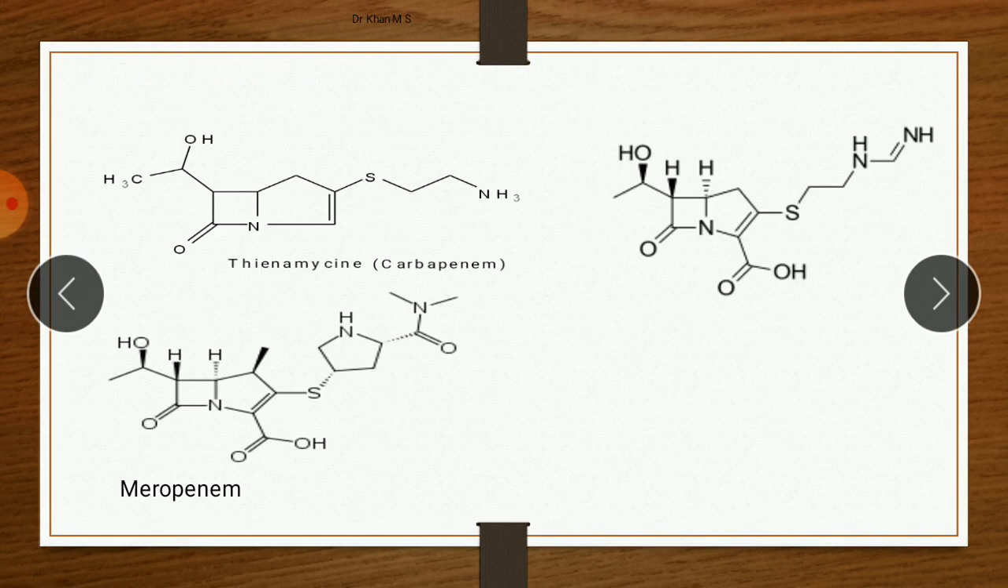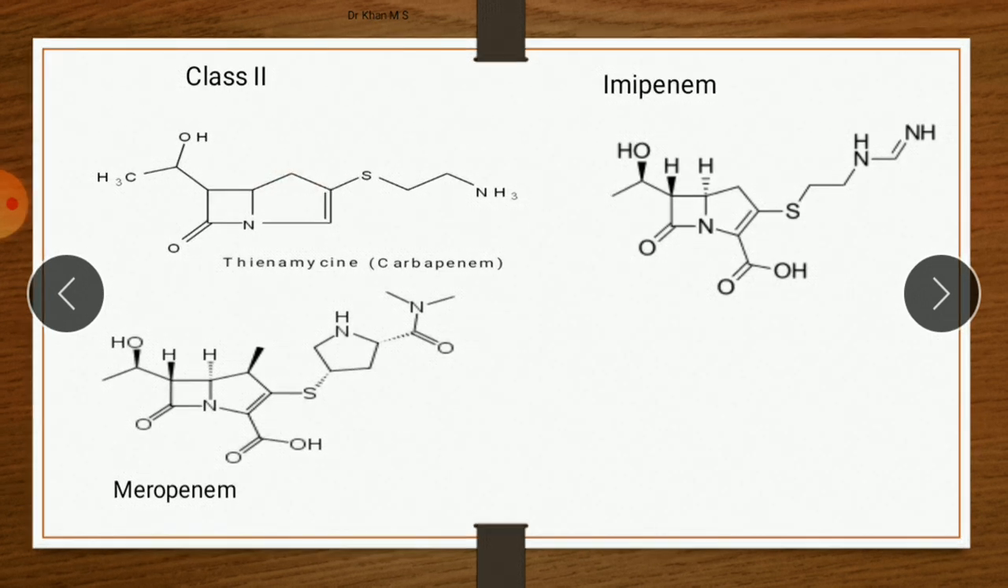Then class 2. These drugs do not contain a heteroatom leaving group at position 1. If you see here, there is no heteroatom present. Here is a carbon atom. Same here, a carbon atom is present. So it is called a class 2 inhibitor, which does not contain a heteroatom at position 1. Examples of this class are thienamycin, imipenem, meropenem.